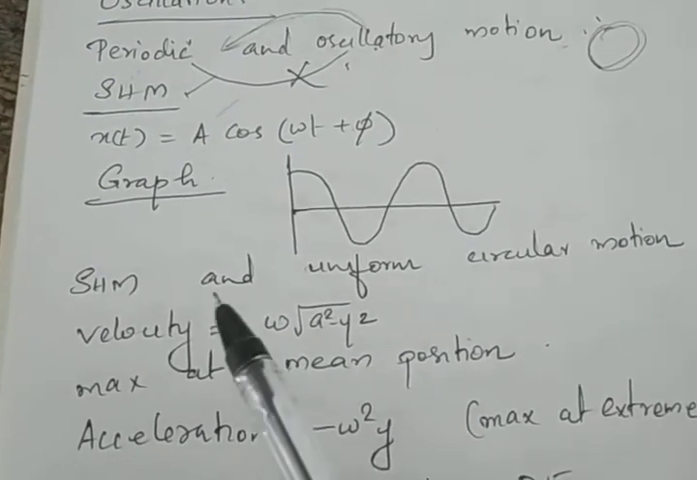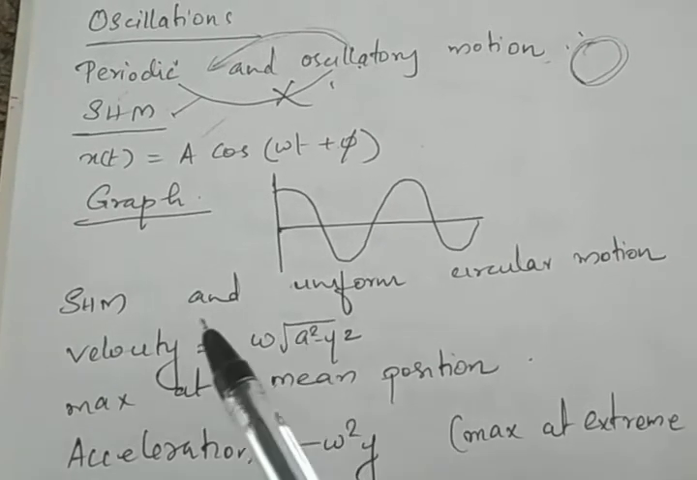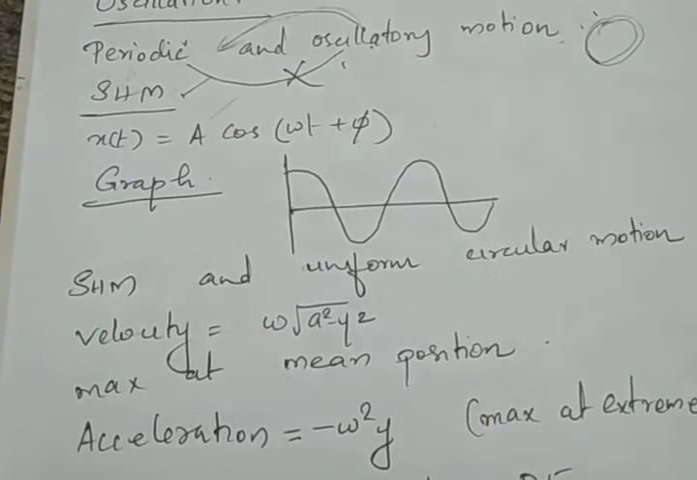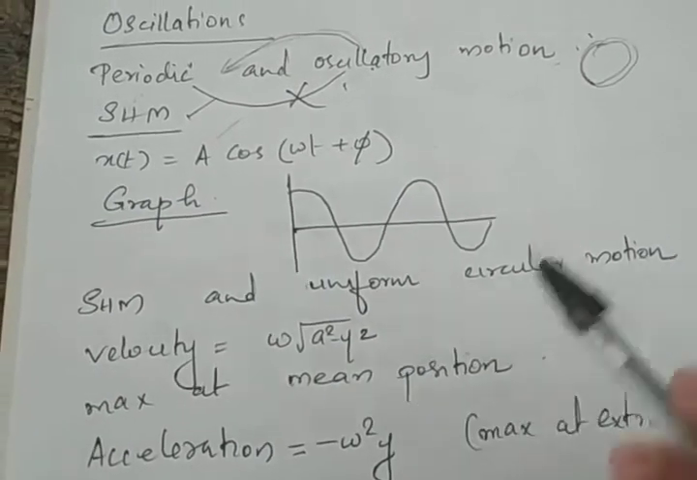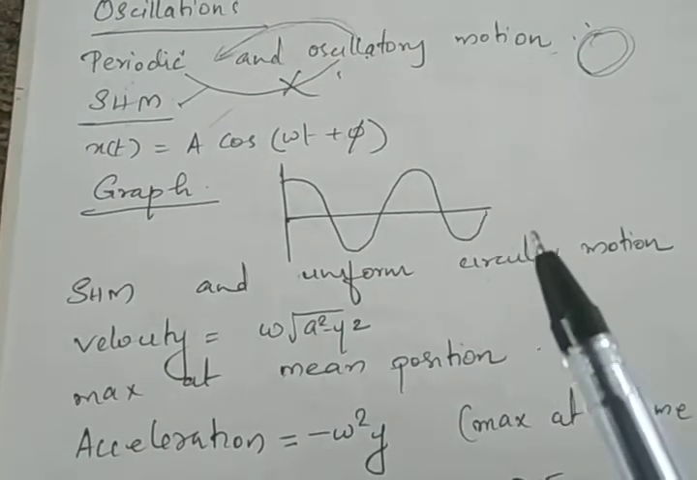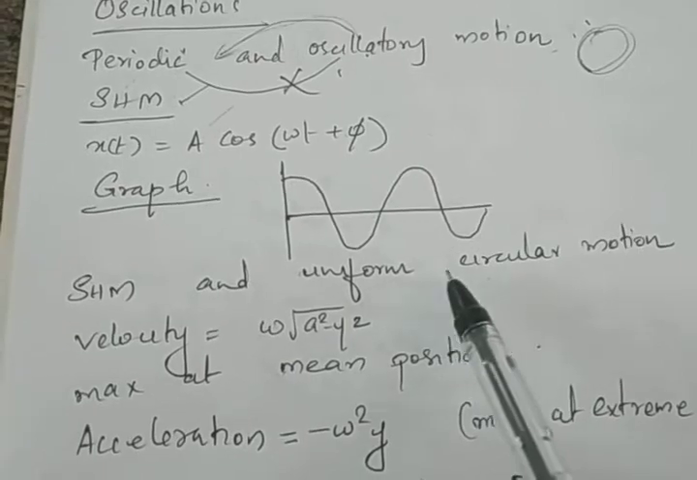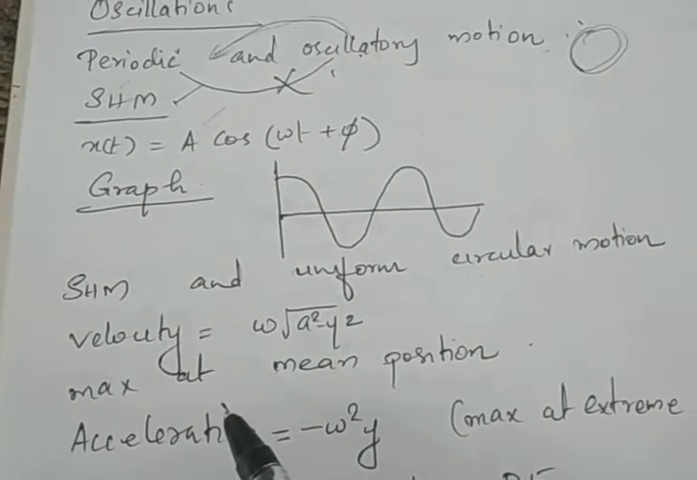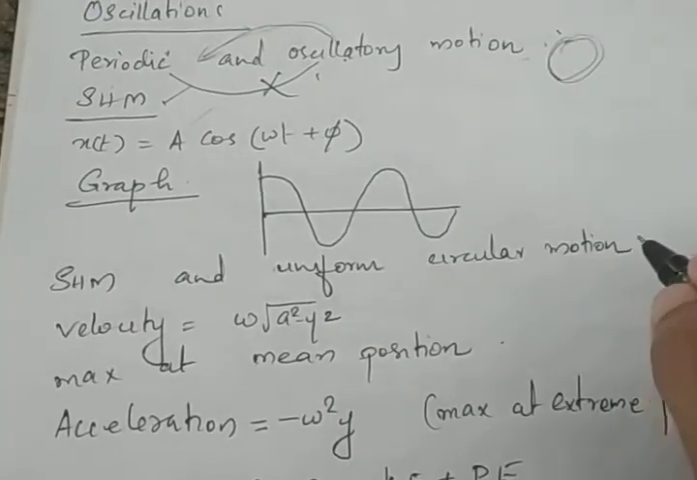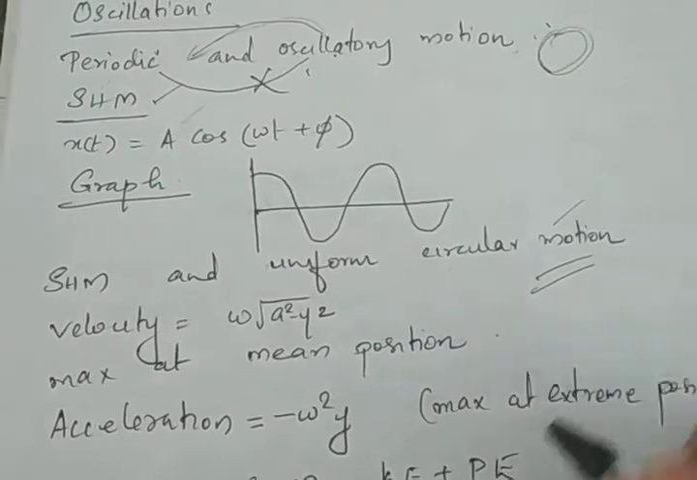Now what is the relation between simple harmonic motion and uniform circular motion? Is there any relationship between them? Yes, there is a relation and there is a derivation related to this, so you must study the derivation. Actually, the projection of uniform circular motion executes simple harmonic motion. I have given that derivation; refer to your notebook and study it.